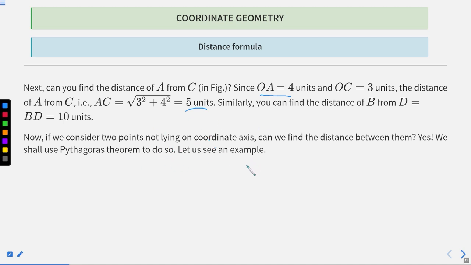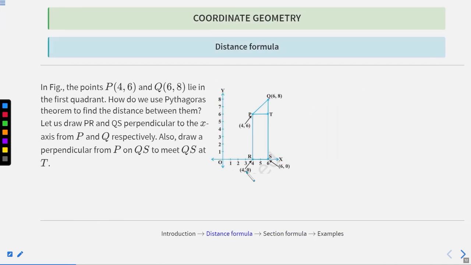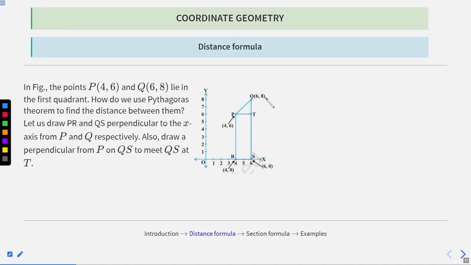So here we explore an example. Let us see an example. In this figure, the point P is 4, 6 and the point Q is 6, 8, and these 2 points lie in the first quadrant. Here how do we use Pythagoras theorem to find the distance between them?